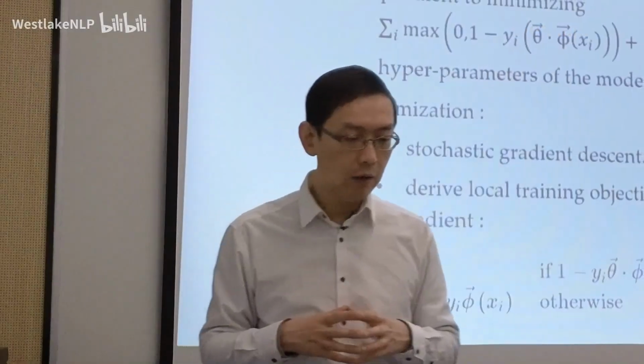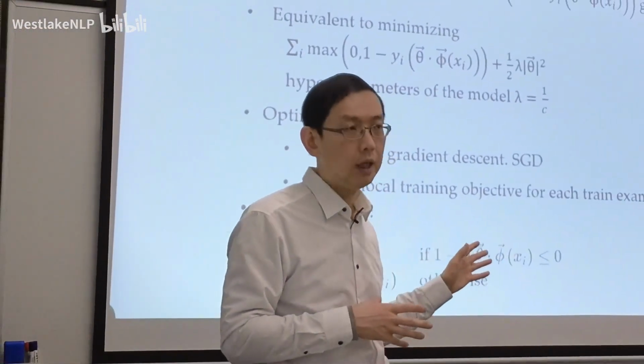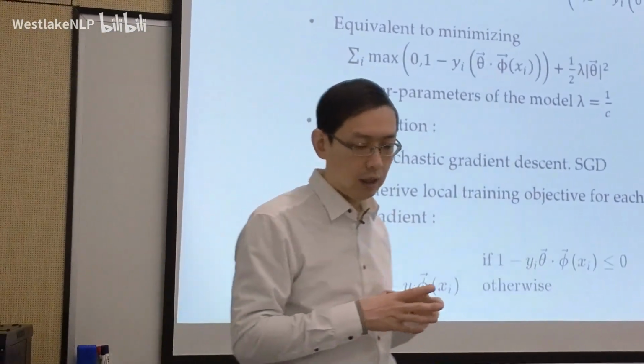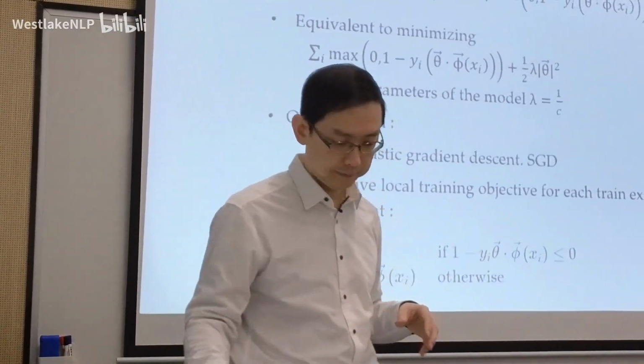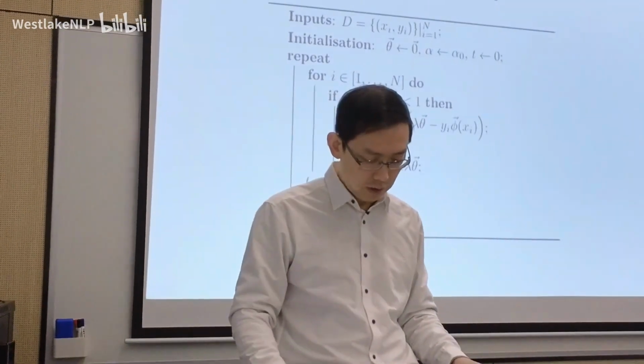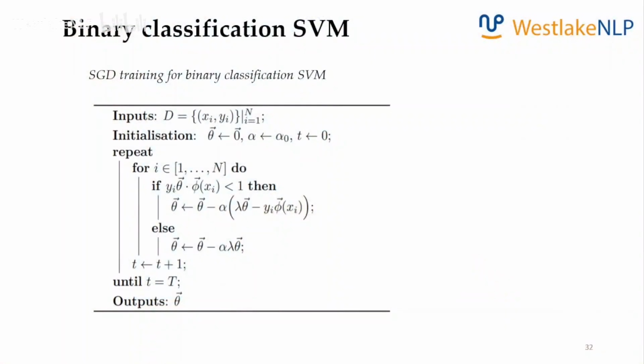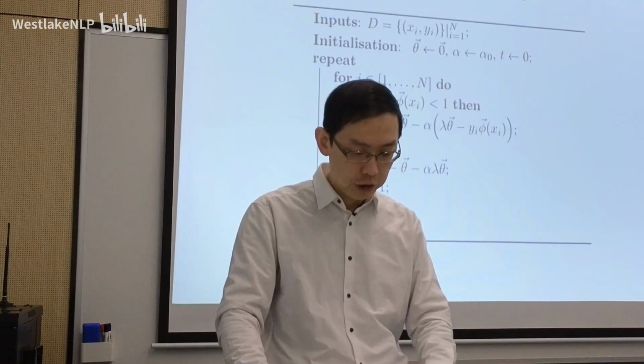And now what we have to do is plug this into stochastic gradient descent, and we arrive at this pseudocode here. We just take a brief look at it. We go through the training instances multiple rounds. For each training instance, we decide whether y theta phi is less than 1. If it's less than 1, we update it using one equation. If it's not, we update the model using another equation.